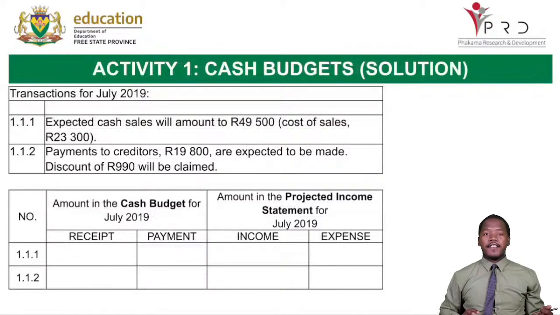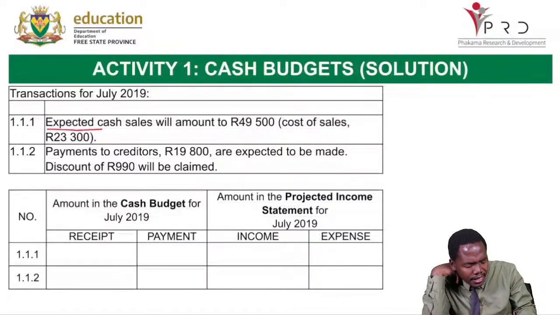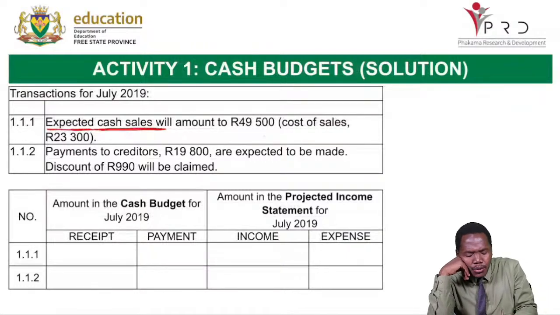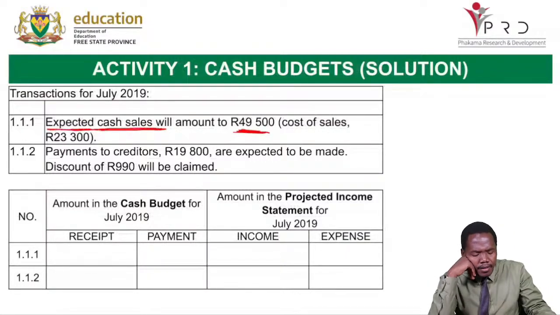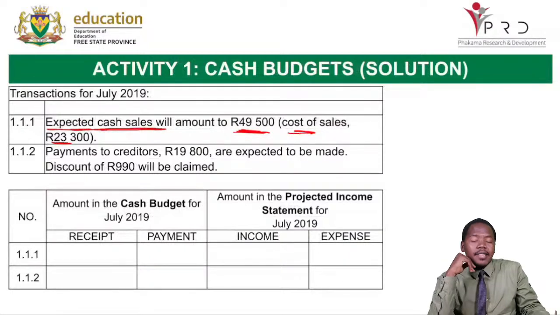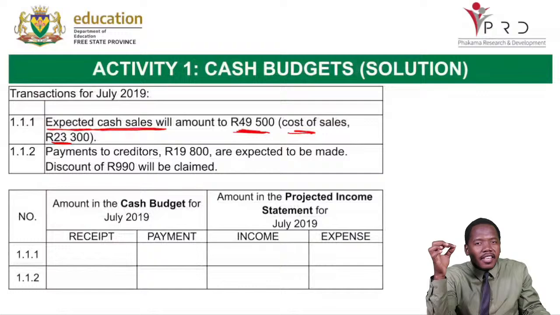Now, let us look at the first two items. This one, it says expected. It's money I'm expecting. Cash sales will amount to 49,500. Cost of sales of it will amount to 23,300. Now, we are talking about cash sales. Do we have cash sales in our cash budget? Let us think of our format that we learned. The answer will be yes, we do have.